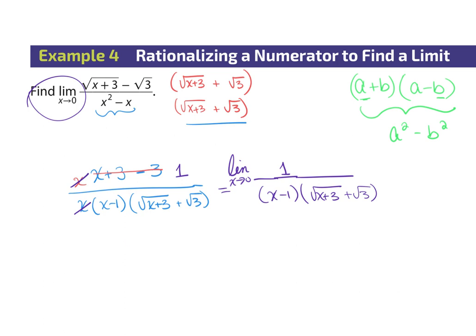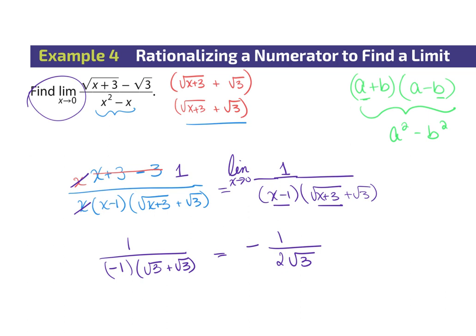So in the numerator, I have a 1. Here I have 0 minus 1. What is 0 minus 1? Negative 1. I have 0 plus 3. That's just the square root of 3 plus the square root of 3. Yes? So I'm going to pull this negative out. Negative 1 over, what's the square root of 3 plus the square root of 3? It's 2 square root of 3.